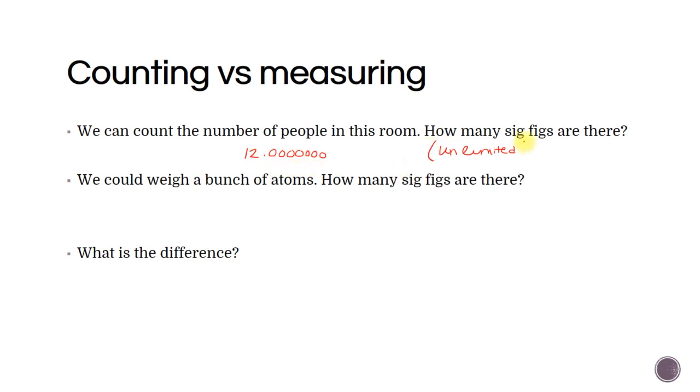In other words, counted numbers never limit our significant figures. On the other hand, if I weighed all of us on any given day, it's going to be different from one minute to the next because it's a measurement. And measurements always have uncertainty. That's the idea that the last digit is going to fluctuate no matter what I do. That's part of taking measurements. That's always there.